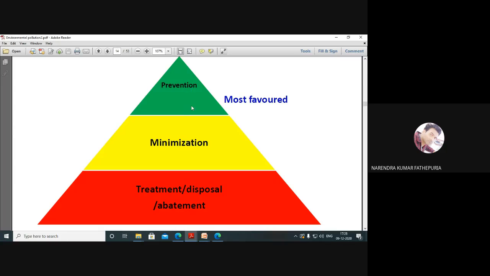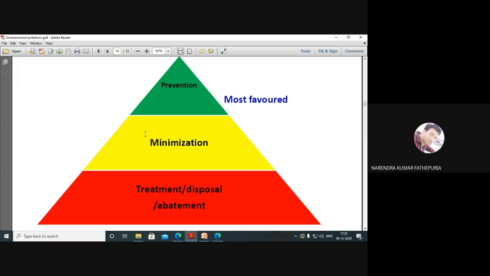So that is prevention. After that, minimization. If you can't prevent completely, then you have to minimize it. Minimizing means partial replacement of the fuel by using more sustainable fuel and all that, such as biofuel and biodiesels. Another thing is using public transport rather than private transport always.